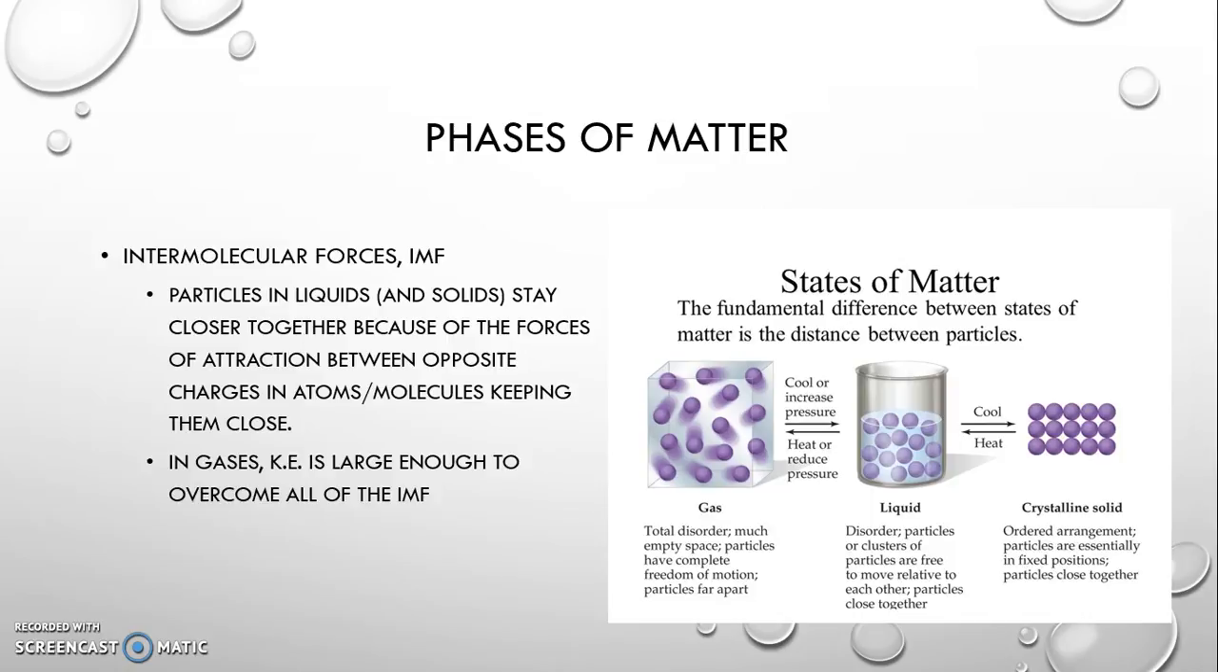Okay, so I've got pictures here. We've got our solid over here. It's nice and neat and ordered. Everything's close together, with intermolecular forces holding them together. Here we increase the amount of energy, the kinetic energy, and these particles are able to move freely around each other, but they're still close. If we increase that energy some more, you end up getting a gas that is total disorder. It's chaos. The particles are going anywhere they want to, and they're as far apart from each other as possible.